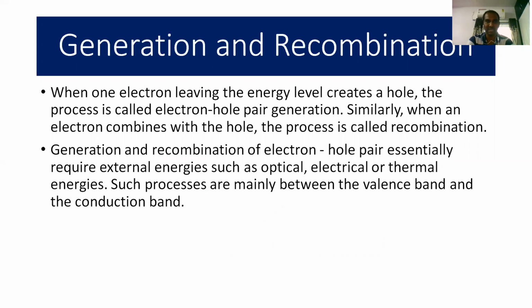If you want to see generation: when an electron leaving an energy level creates a hole, the process is called electron hole generation. You know very well, whenever an electron moves from the valence band to the conduction band, in place of the vacancy left by the electron in the valence band, we substitute a unit positive charge called a hole. Therefore, for every electron which moves from the valence band to the conduction band, one extra hole is present. That's why, when an electron leaves an energy level and creates a hole, the process is called electron hole pair generation. Simply, it is called the generation process.